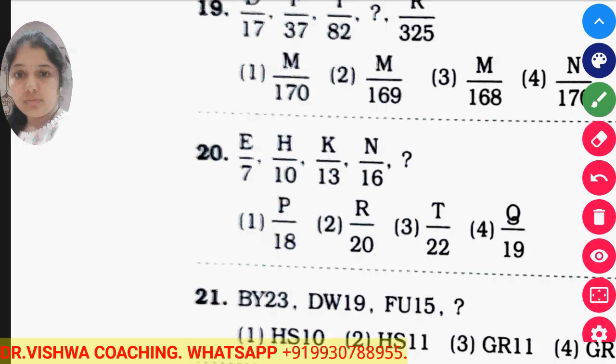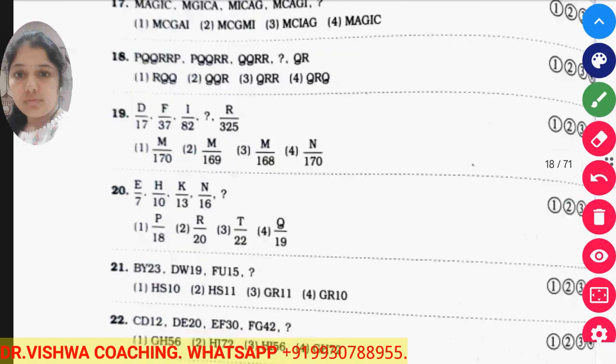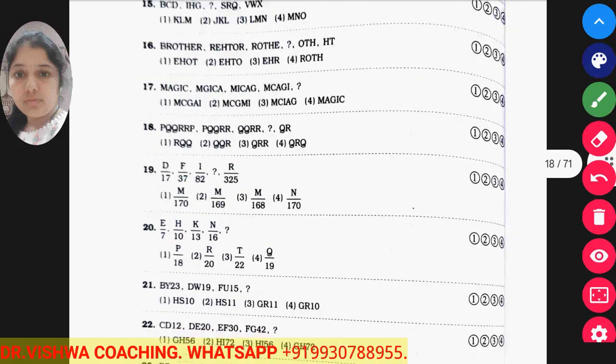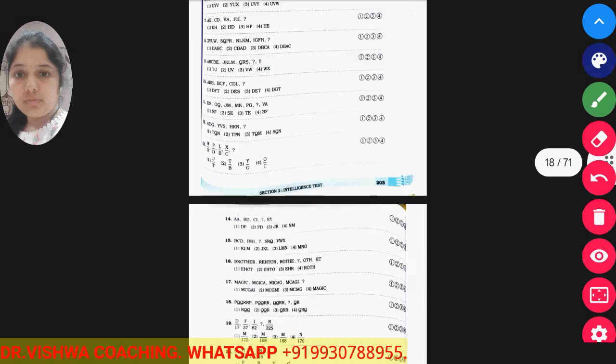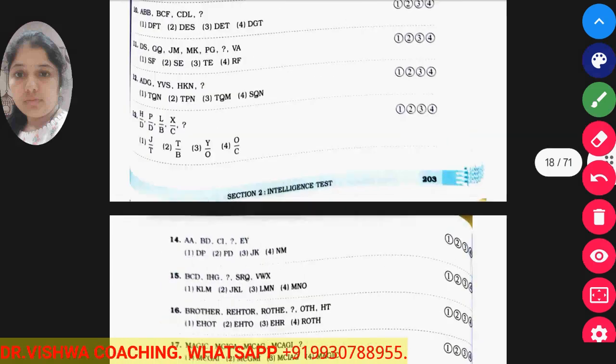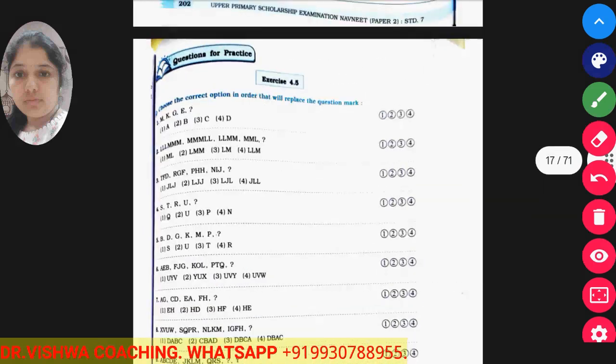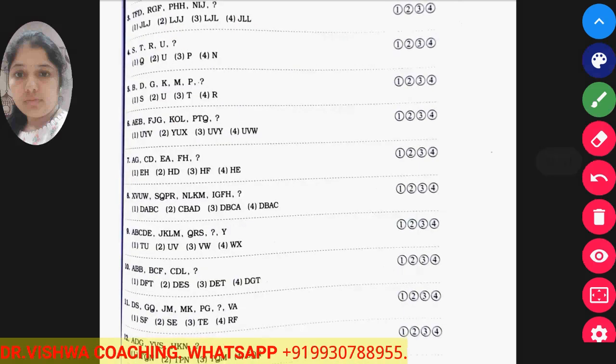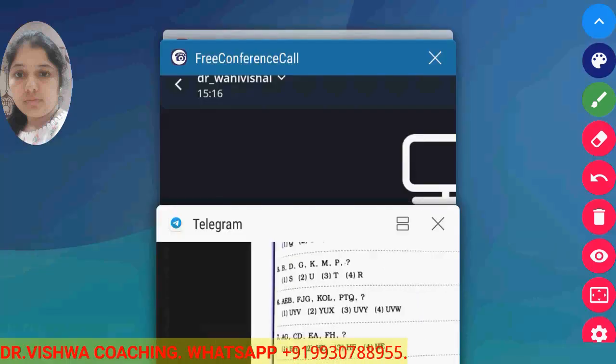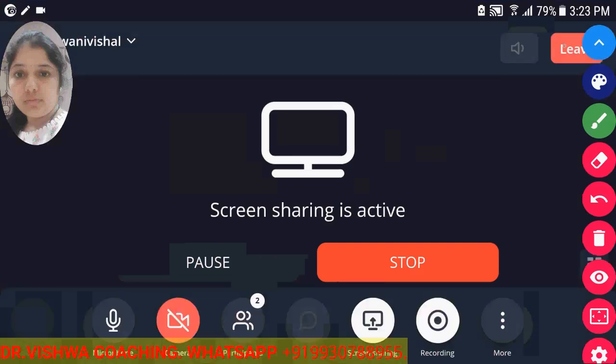So like this you have to solve the questions for fractions, and we had seen some groups. For groups of alphabets also we had seen some patterns. For single alphabet we had seen the pattern. So you can solve the remaining sums at home, and we will meet in the next class.